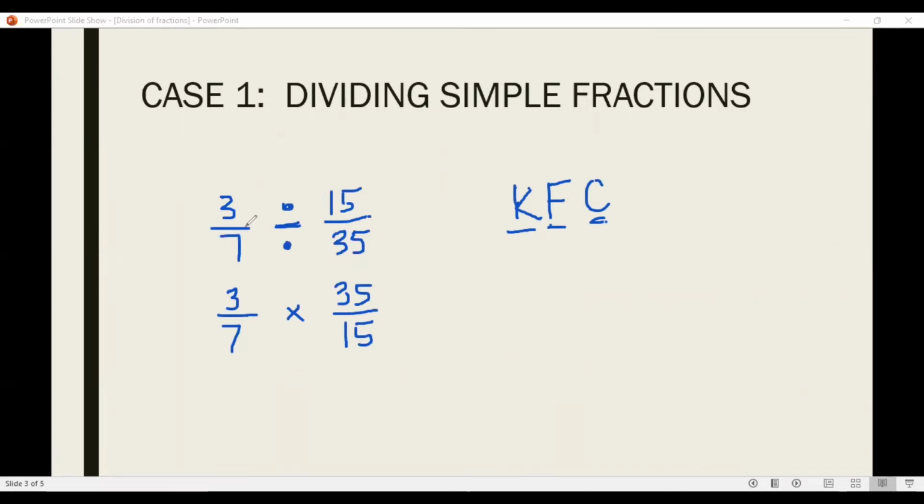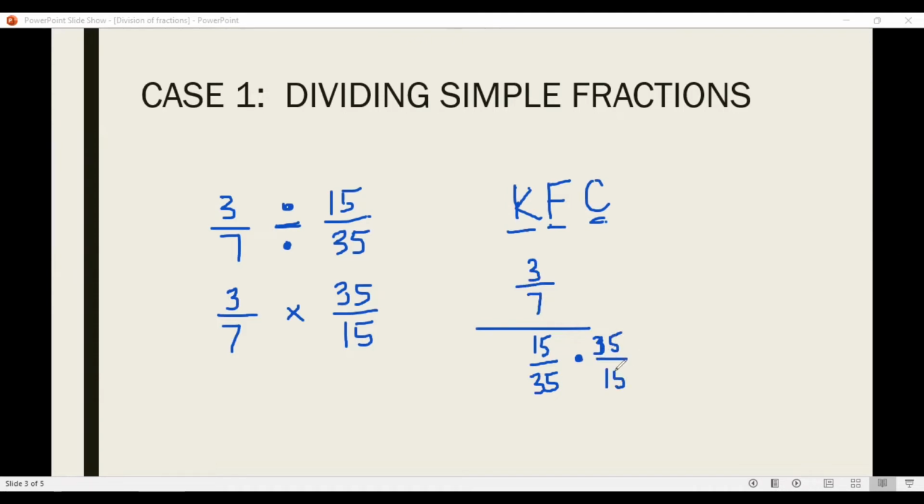So I will explain that once you have 3 over 7 being divided by 15 over 35, we can change this into a complex fraction, 3 over 7 all over 15 over 35. This is the complex form of the problem. The fraction bar denotes the division. Now we want the denominator to be equivalent to 1. So what are we going to do? We will multiply the denominator by its reciprocal, and that is 35 over 15.